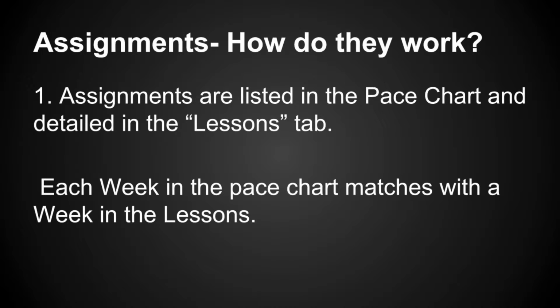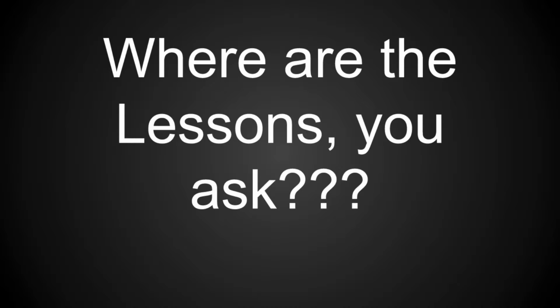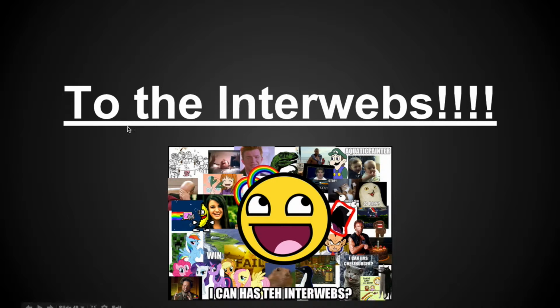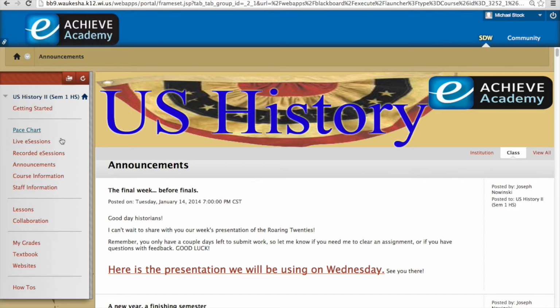So, first off, assignments are going to be listed in the pace charts and detailed in the lessons tab. And each week in the pace chart matches a week in the lessons tab. Wait, where are these lessons? And where are the pace charts? I don't understand. Well, where are these things, you ask? To the interwebs!